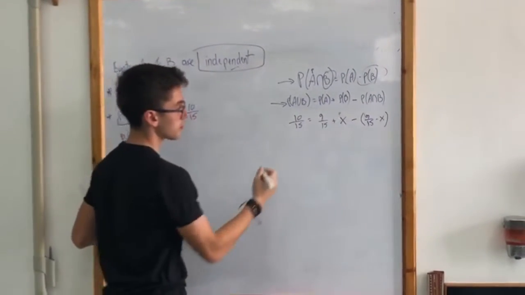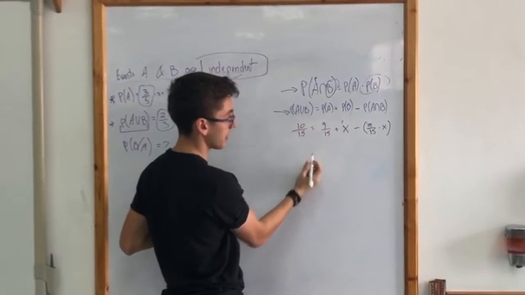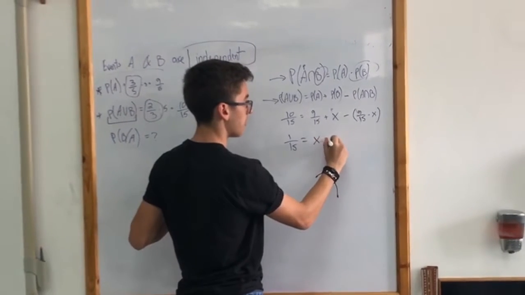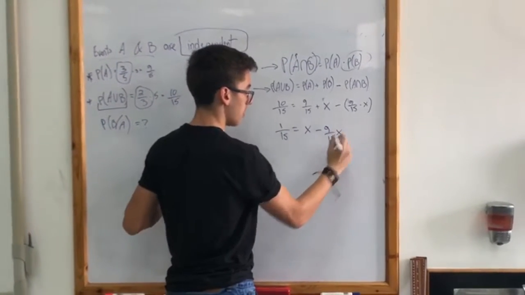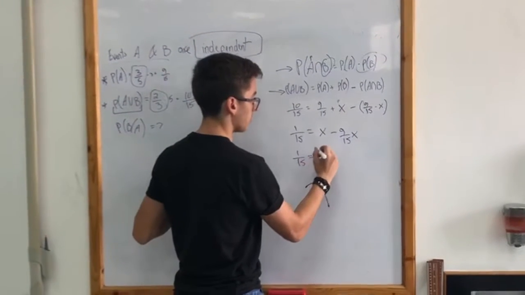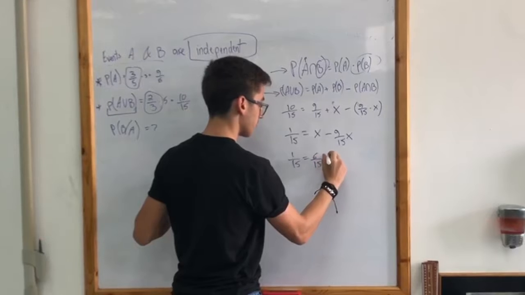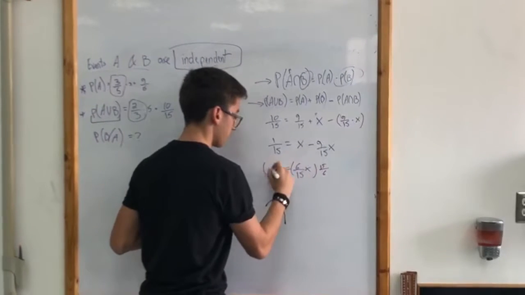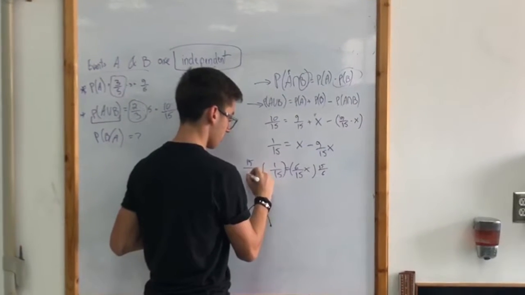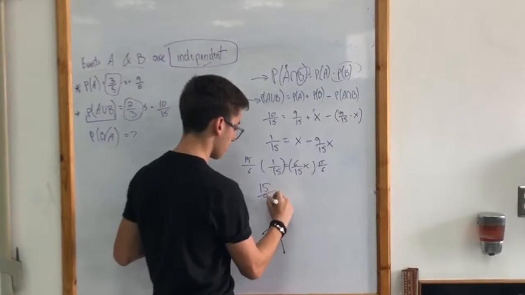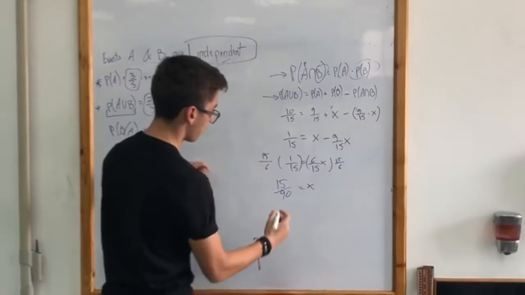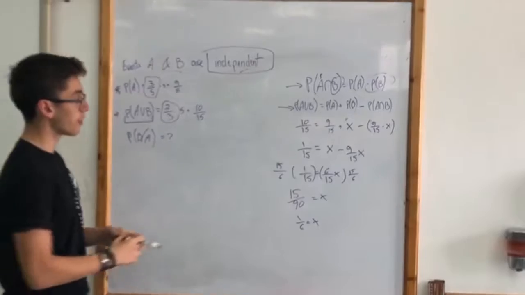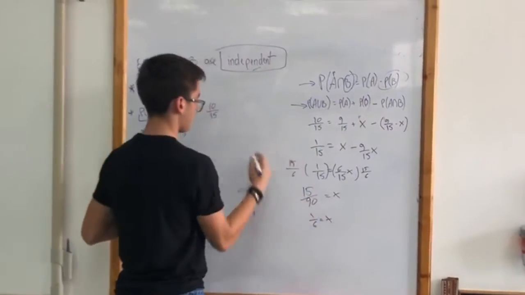After you set up this formula, you just start solving it algebraically. 10/15 minus 9/15 is 1/15, and that equals X minus 9/15 X. Then you continue solving: 1/15 equals 6/15 X. You try to isolate X, so you multiply by the reciprocal. It's just going to be 15/90 equals X, and this can be simplified to 1/6 equals X. So the probability of B is 1/6.